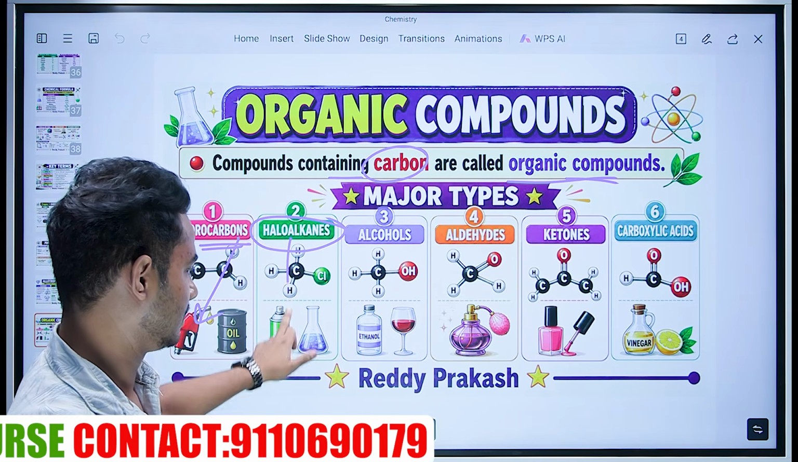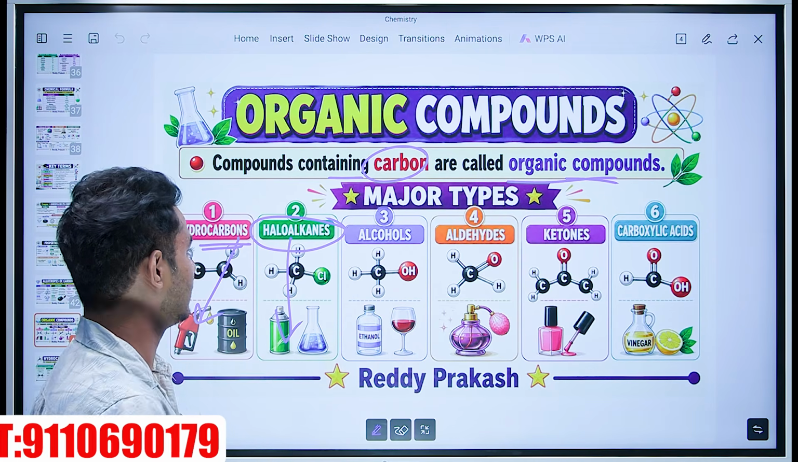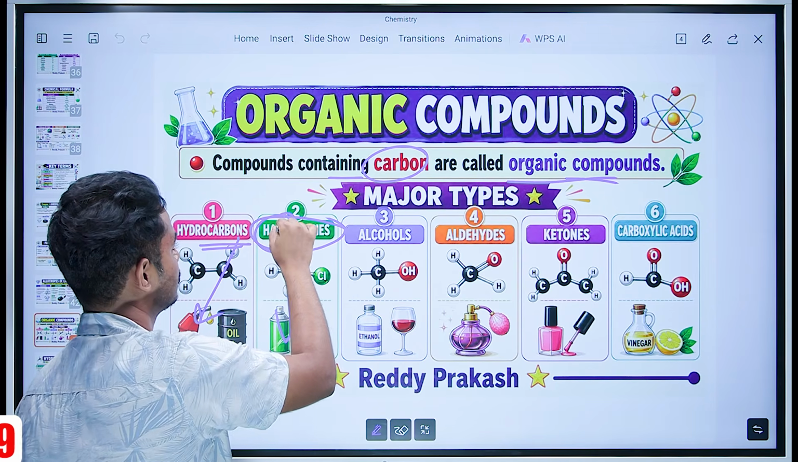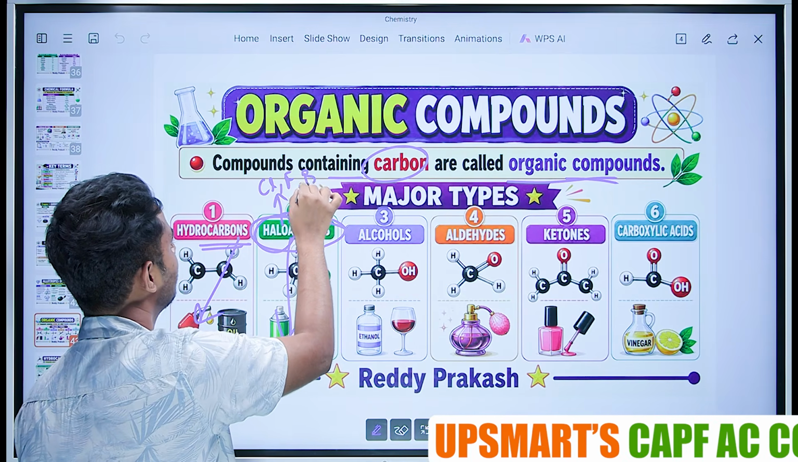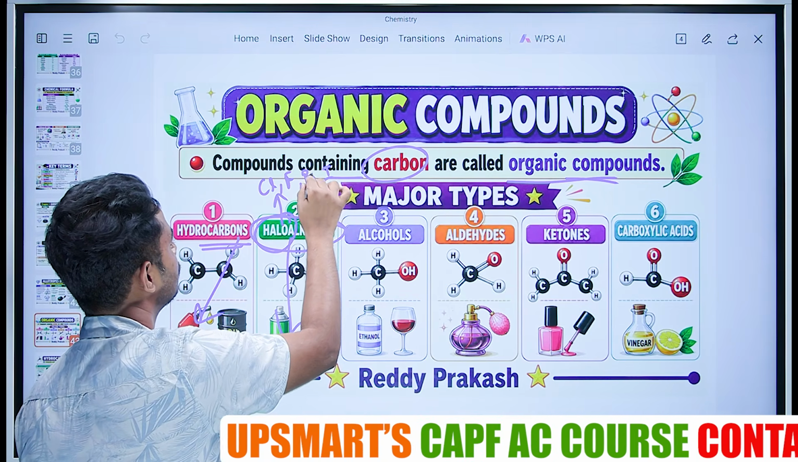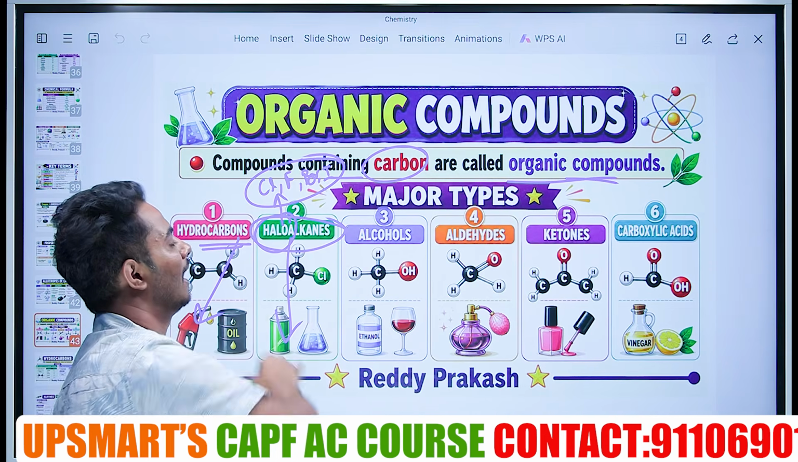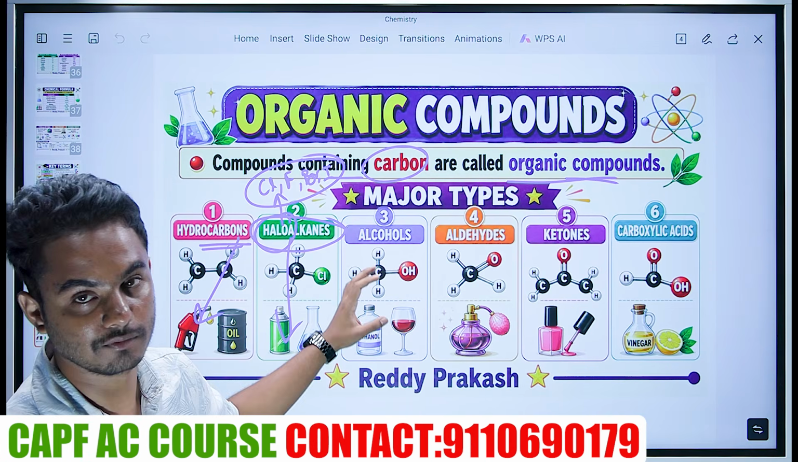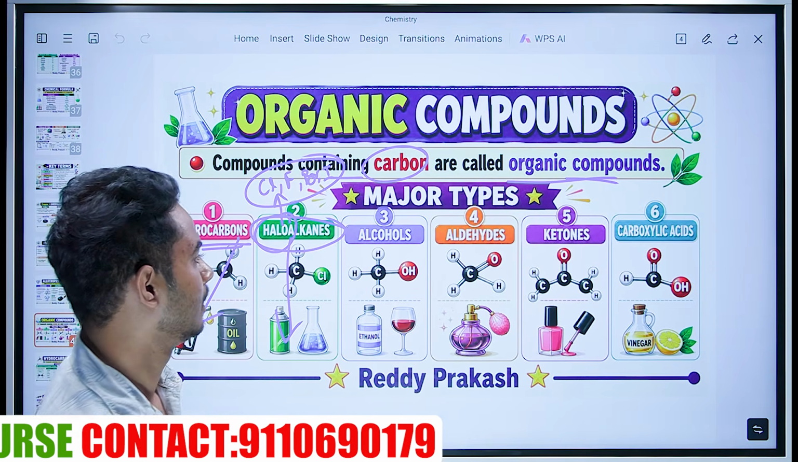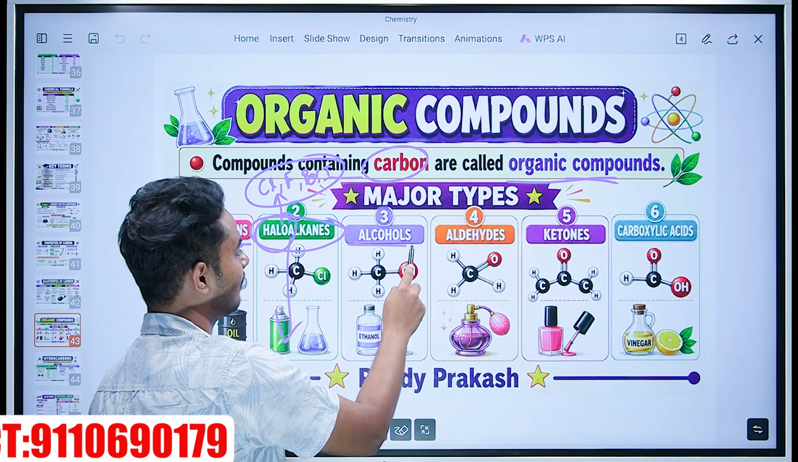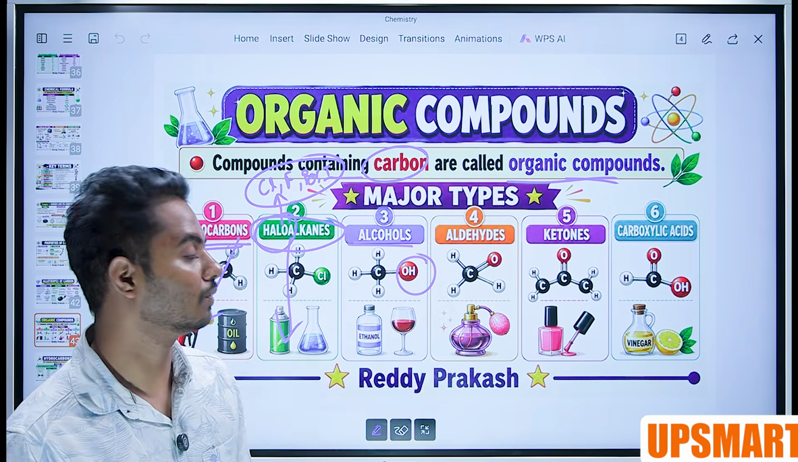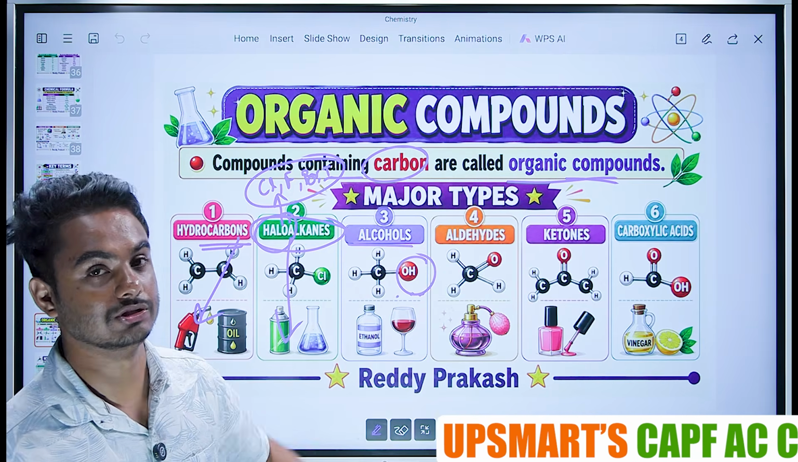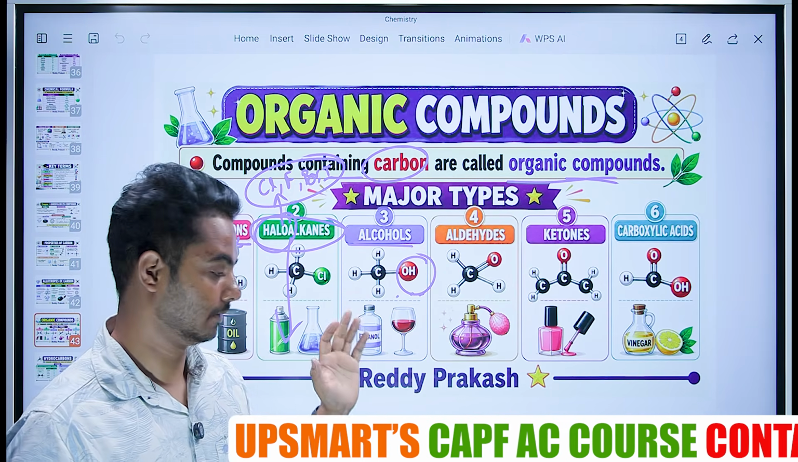Haloalkanes. Here halo usually means a functional group. It will be chlorine, fluorine, bromine and iodine. Usually these will be the halo groups. I will discuss all of this. I'm just giving a brief introduction. Alcohols will have OH at the end of the long chain. When a chain is there, OH will be at the end of that chain. It is called alcohol.